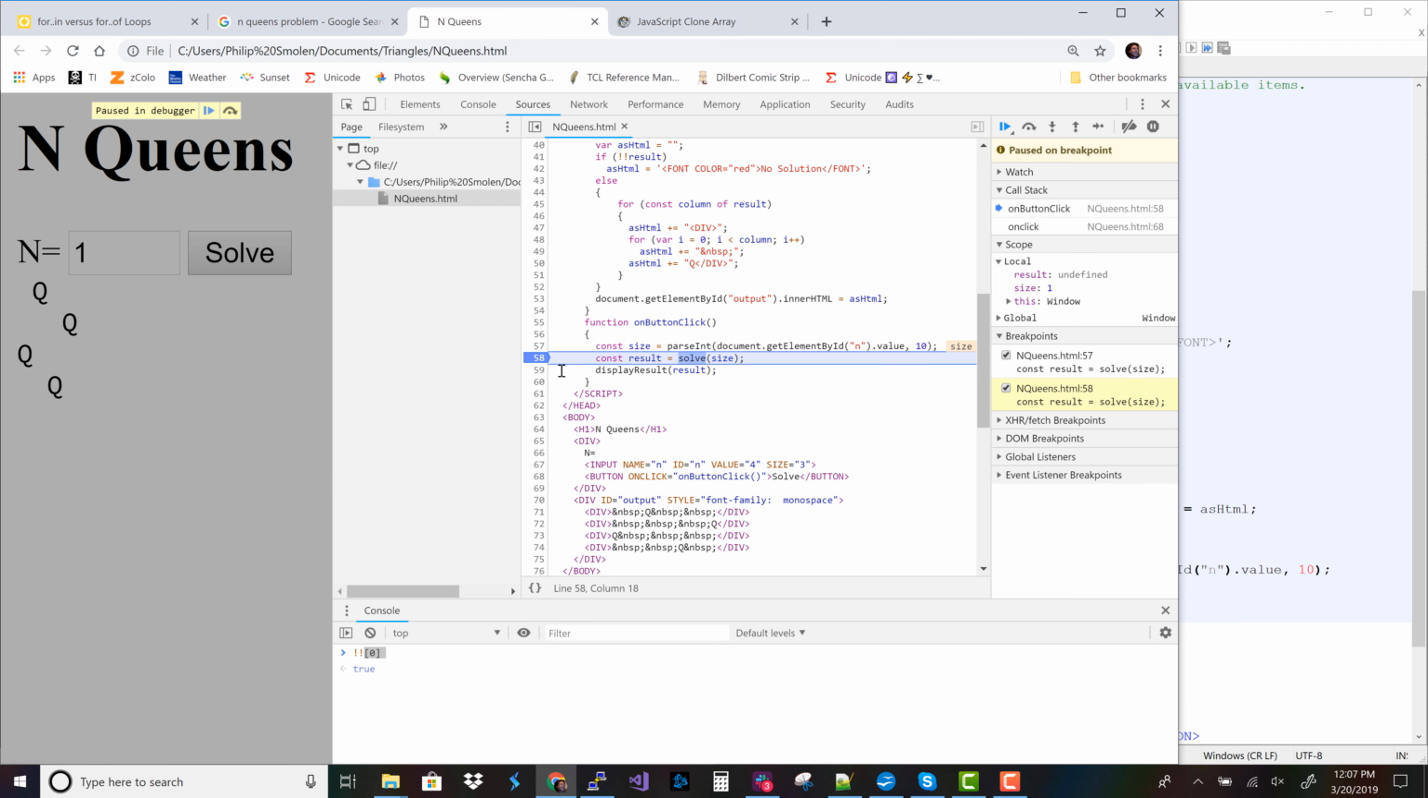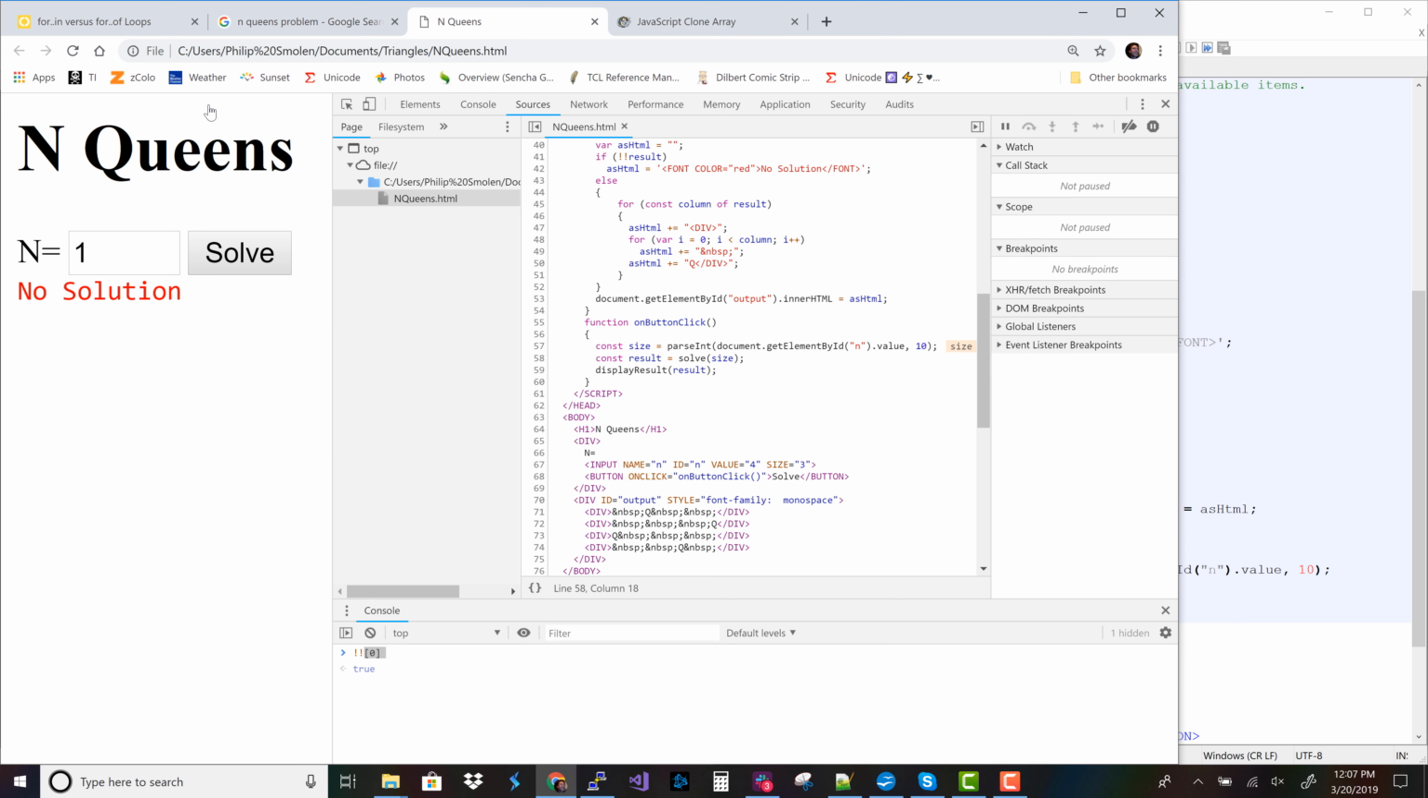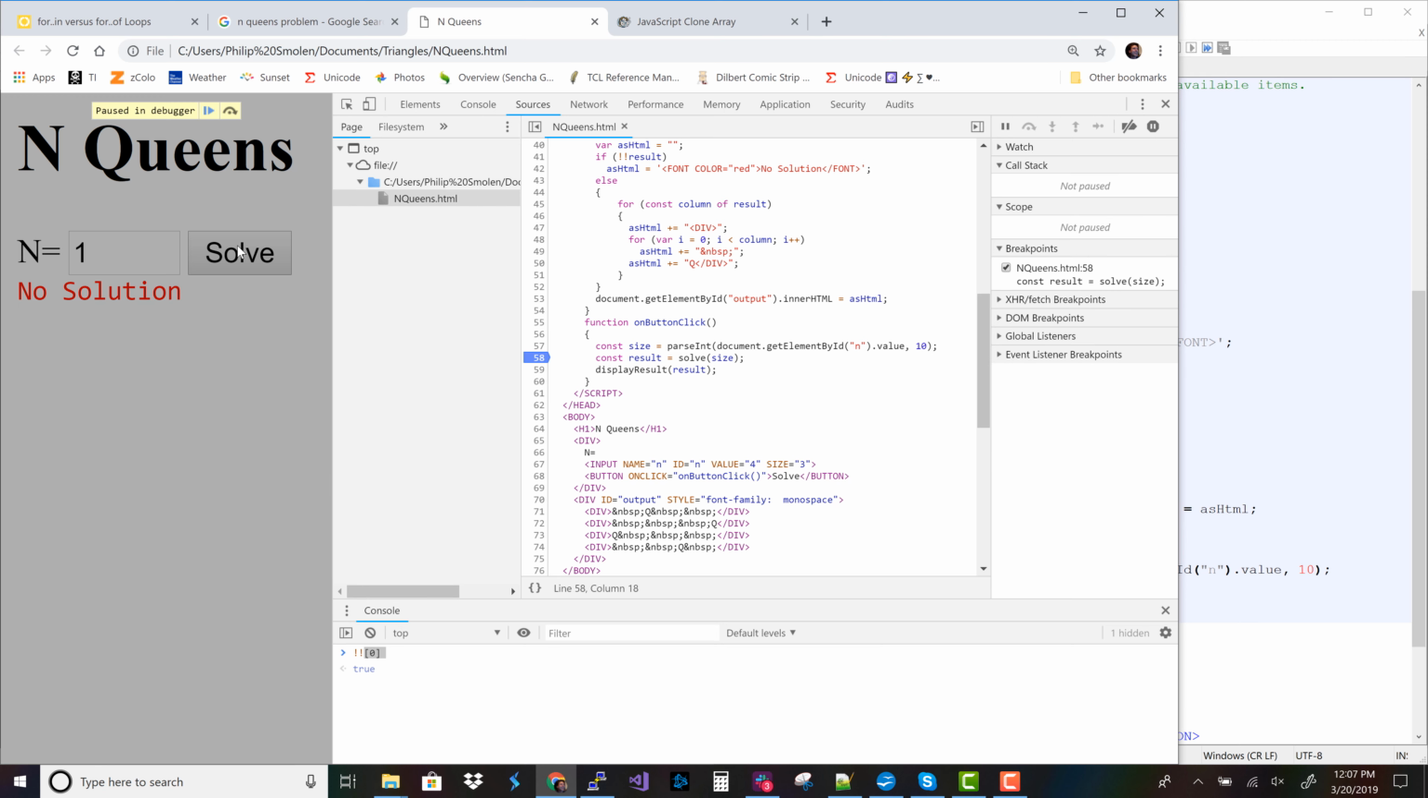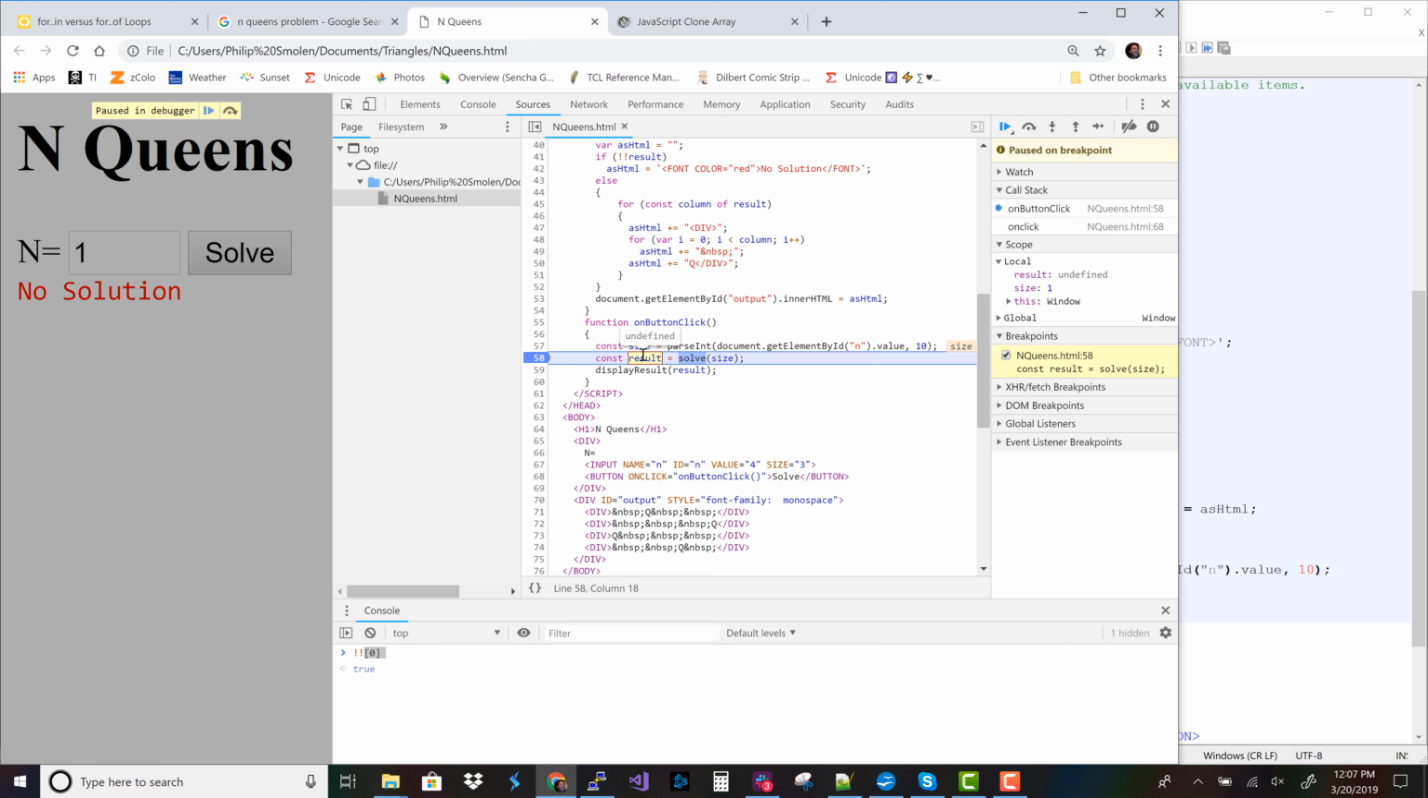Solve. Okay, well, we're still not there. That's okay. We'll just keep making progress. Solve. Okay, so we have size. Size is the number 1.